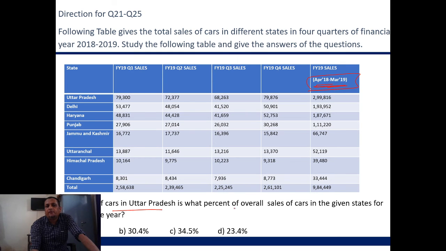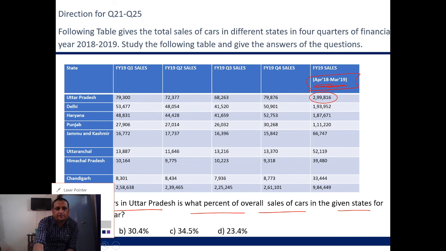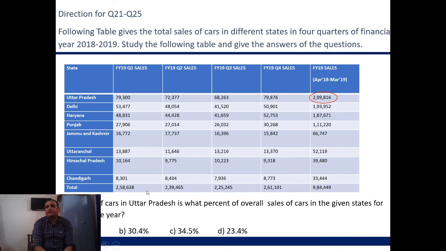Sales of car in UP is what percent of the sales of cars in the given states for the complete year? This is my first question. What is the sales of car in UP? You can visualize the sales of the car in UP is 299,816. What is the overall sales of cars in all the states together? 984,449. We have to calculate this percentage.